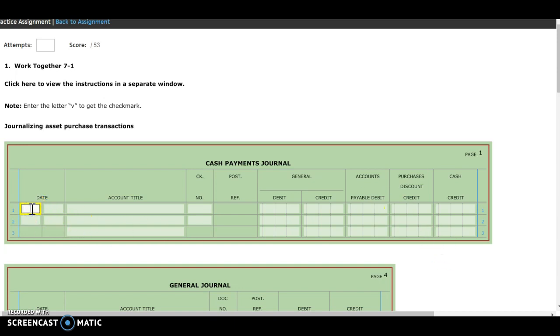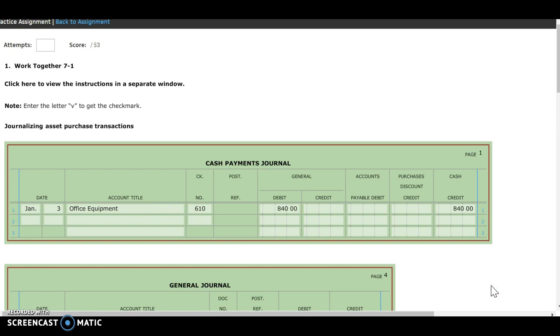So I'm going to start with my date, January 3rd. I'm paying cash, so I'm going to go ahead and put in my cash credit right away, and that was $840. And then the printer, that's going to be office equipment. So I'll put check number 610, and so I'll debit office equipment for $840.